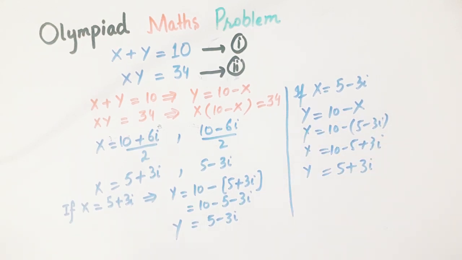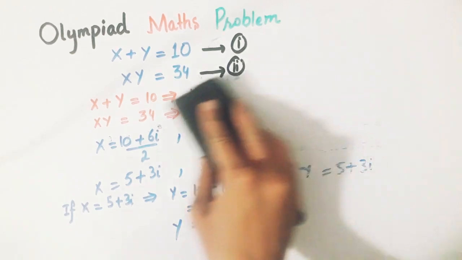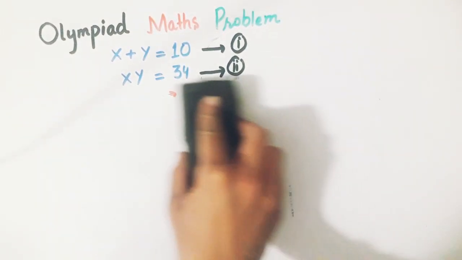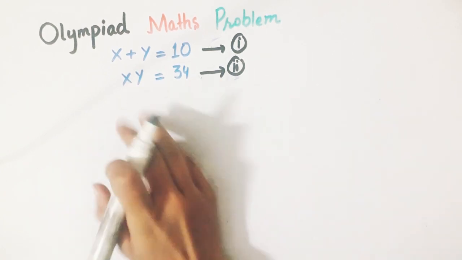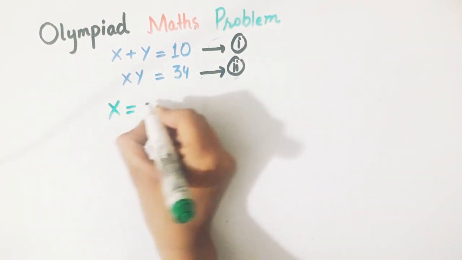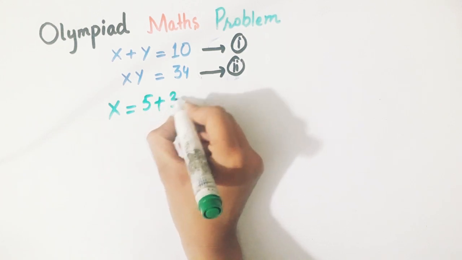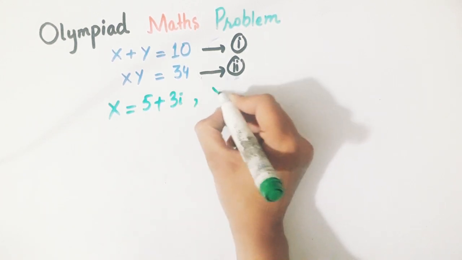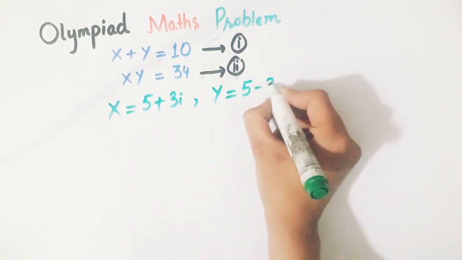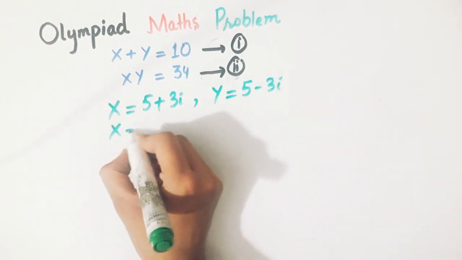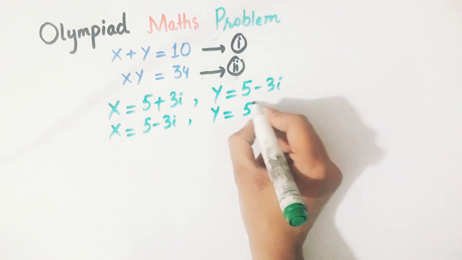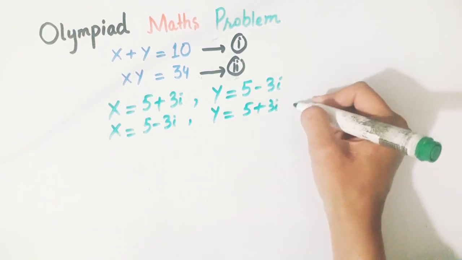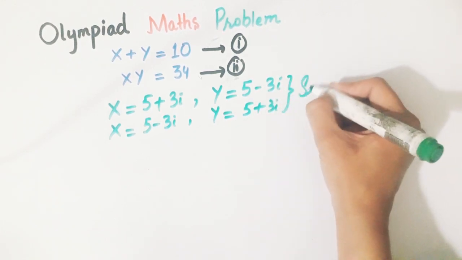So we will write the solution of x and y again. x equals 5 plus 3 iota and y equals 5 minus 3 iota. Or x equals 5 minus 3 iota, then y equals 5 plus 3 iota. So this is the solution.